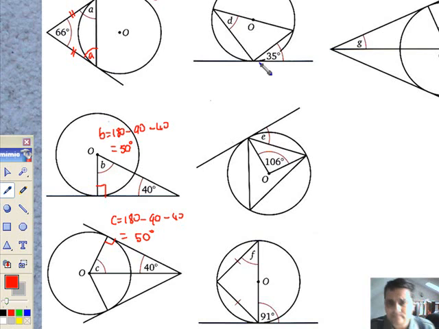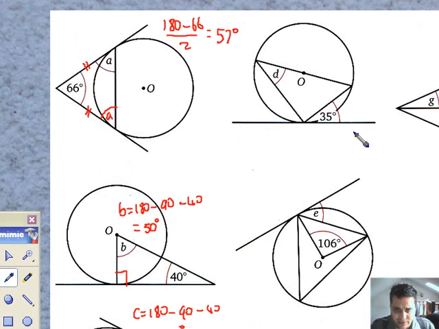Now coming up here, yes, I know that's a tangent, and I know this is 90 degrees, not because the tangent is touching the radius, but because I have a diameter there, and the angle at the circumference that's been drawn from the diameter is 90 degrees with the circumference. That's not going to help me in this case whatsoever. What it will help me with is as follows.